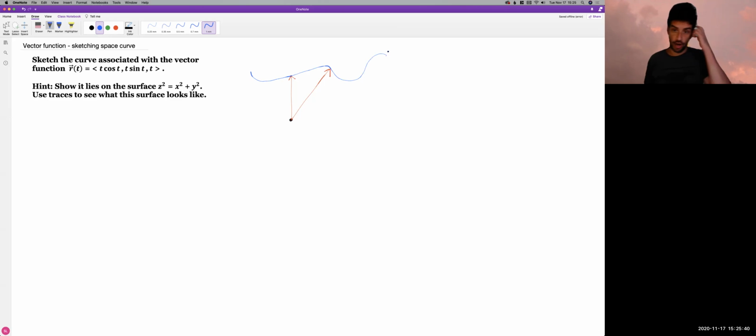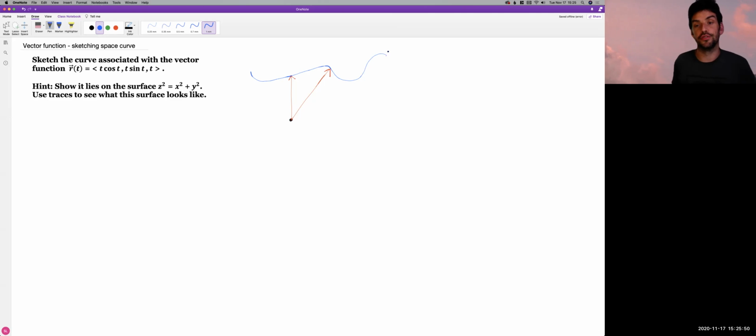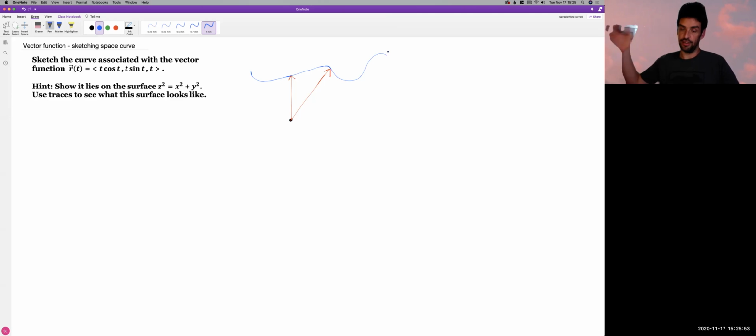curve, right? And so even though they're not precisely the same thing, they are closely associated to each other. We've got vectors pointing at points along a curve. So that's the connection between a space curve and a vector function.